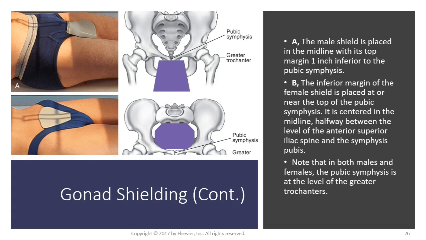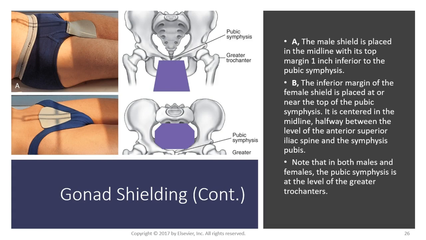Now, getting the shield right on a female is really hard. These are called shadow shields, and if you're off placing this little shadow shield, then you're going to have to repeat the image. So a lot of us do not use these shields because you'll have to repeat the image, which is double the dose. I'd rather radiate the ovaries once than twice.